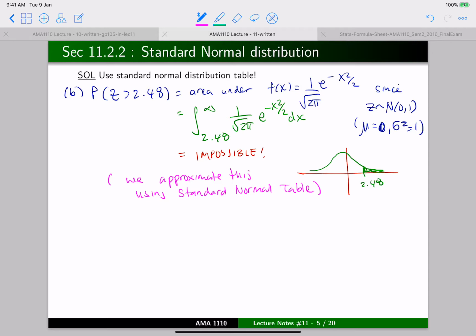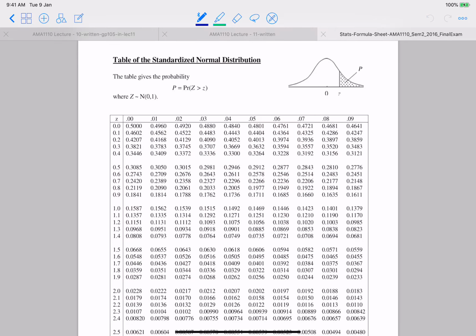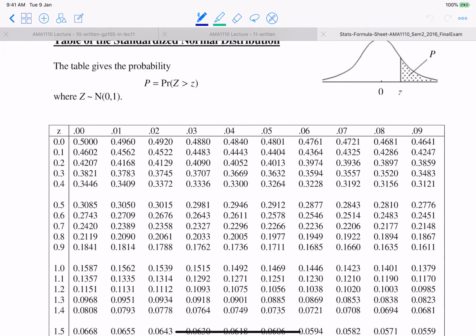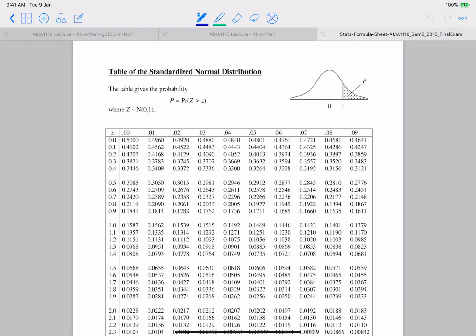What's the standard normal table? Well, you might have encountered it in secondary school or high school. It's also called the Z table. In particular, we're going to use the right tail table. This is the right tail table because it describes areas to the right of a certain z. See the z here?